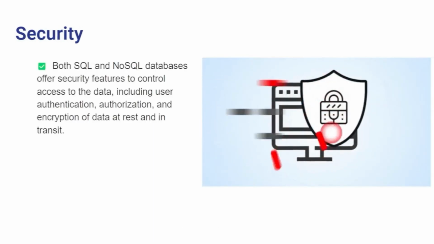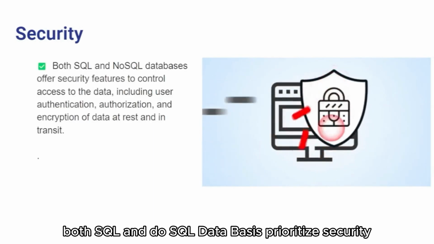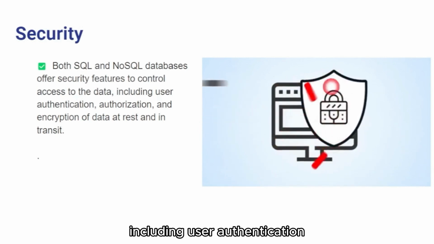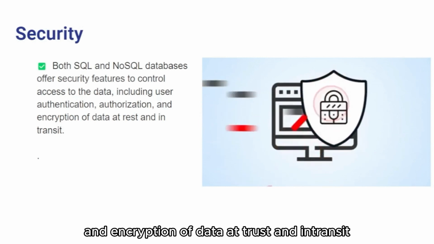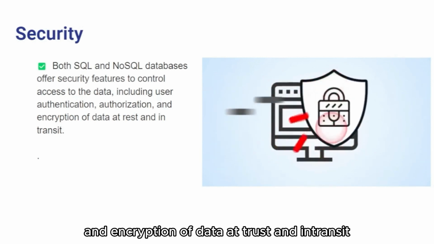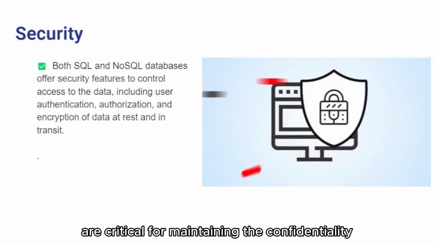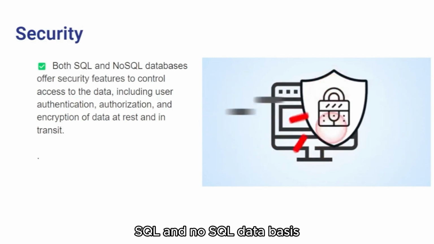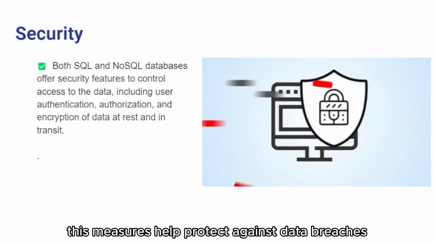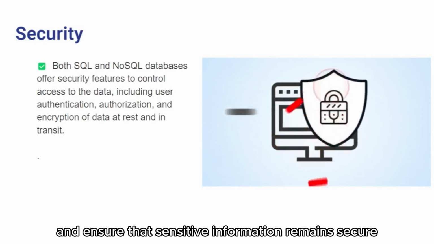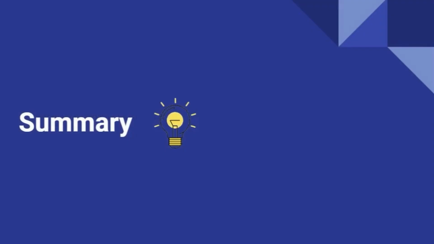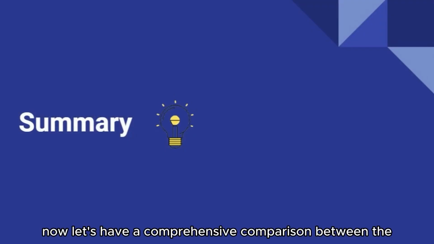Now, in security, both SQL and NoSQL databases prioritize security by offering a comprehensive set of features, including user authentication, authorization, and encryption of data at rest and in transit. So these shared security features are critical for maintaining the confidentiality, integrity, and availability of data stored in SQL and NoSQL databases. These measures help protect against data breaches, unauthorized access, and ensure that sensitive information remains secure throughout its life cycle. Now let's have a comprehensive comparison between the two databases.